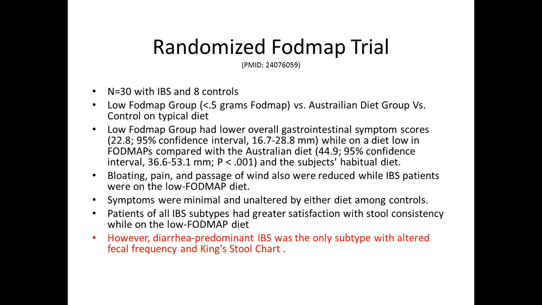Okay, so this particular study has some data on using the FODMAP diet compared to a traditional Australian diet, and we saw that the low FODMAP group had an overall improved gastrointestinal symptom scores on bloating, pain, and passage of wind were all reduced while these IBS patients were on the low FODMAP diet. And this is one of the only studies I know that controls for diet in this IBS population, so it's a real good roadmap. We did see diarrhea patients improve as far as stool frequency, but constipated patients did not. So still some areas of improvement and things to figure out.